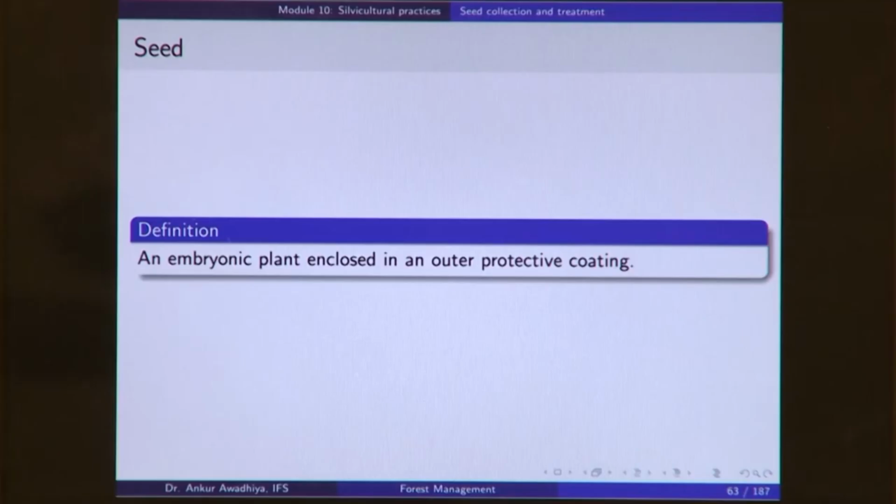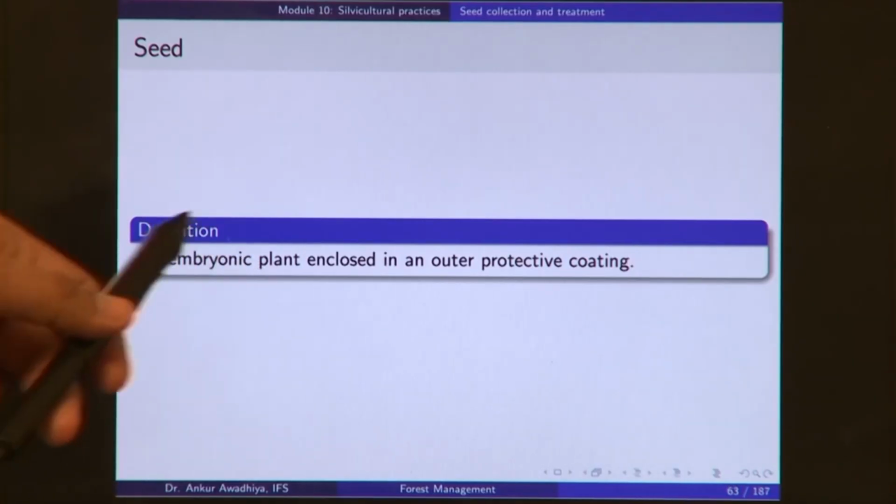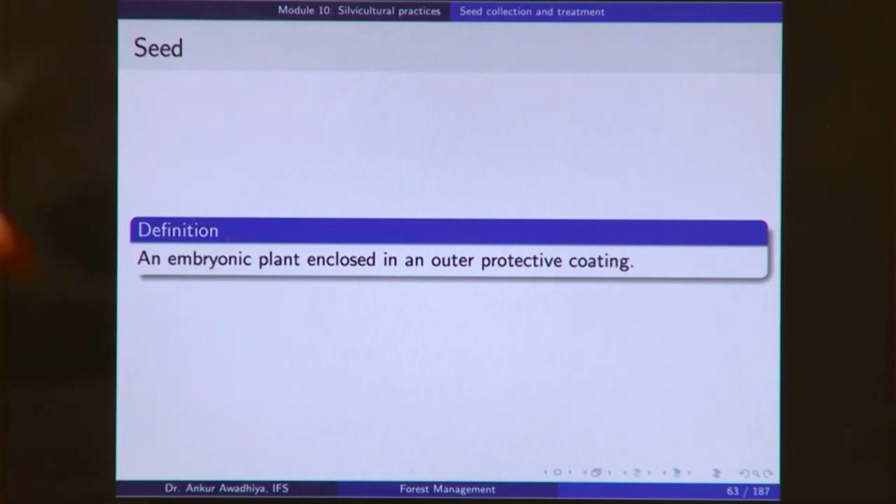So, let us begin with what a seed is. A seed is defined as an embryonic plant enclosed in an outer protective coating. So, it is an embryonic plant. This is not a plant which is well developed, this is in an embryonic form. It is enclosed in an outer protective coating.